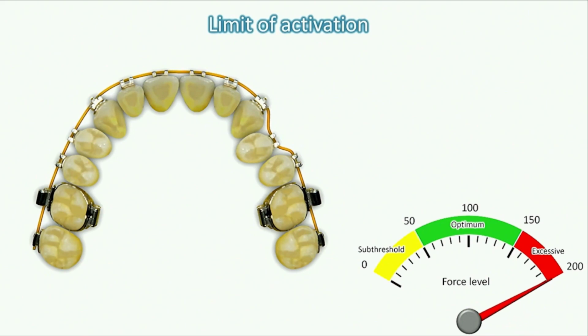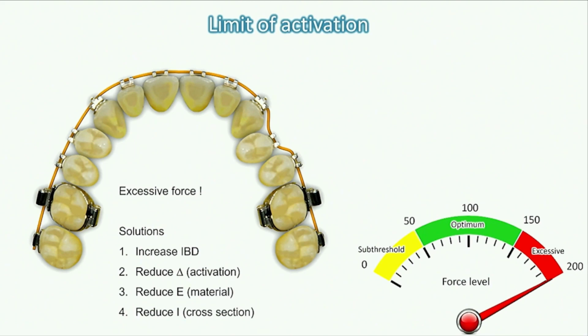Let's suppose ideal force level is 100 and it is activated to produce 200 of the force level, which is considered excessive. Therefore, the force magnitude seems too high with this wire. There are some solutions that can be considered in order to reduce the magnitude of force in this situation. These may include increasing the inner bracket distance, reducing the amount of activation, utilizing a more flexible material, or reducing the cross-sectional size of the wire.